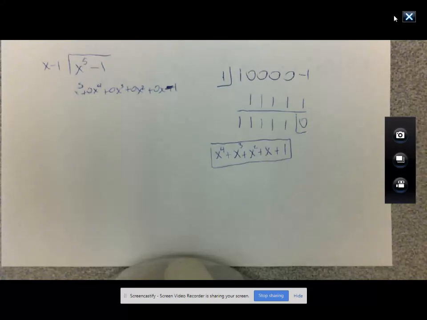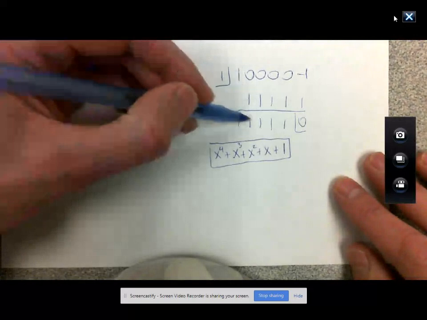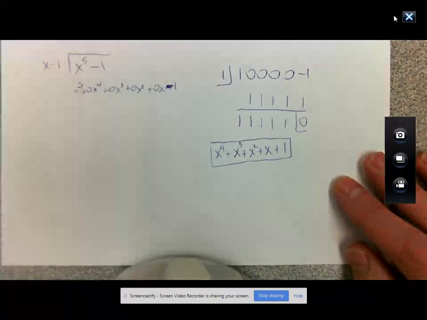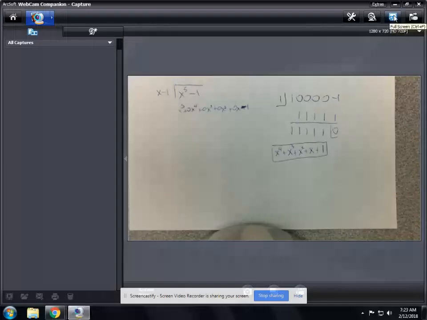But that's synthetic division. And you can see that you just bring it down and you start multiplying and adding, multiplying and adding, multiplying and adding. Multiplying and adding tend to be faster and quicker than dividing, but it kind of depends. So that's the answer. That's the solution.